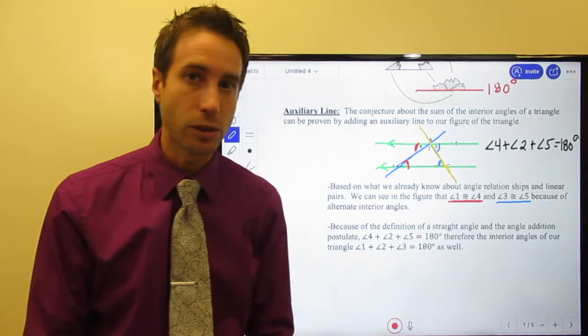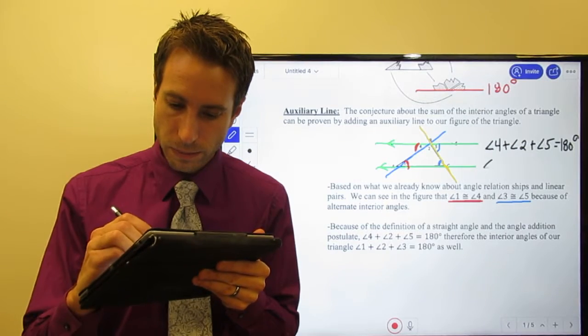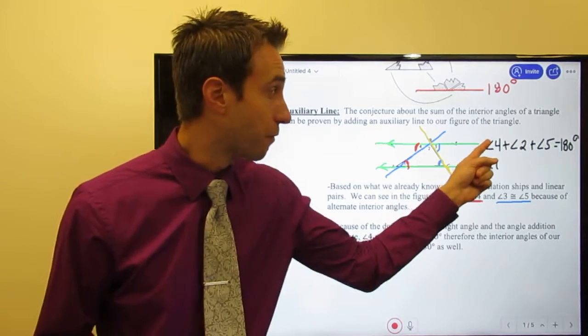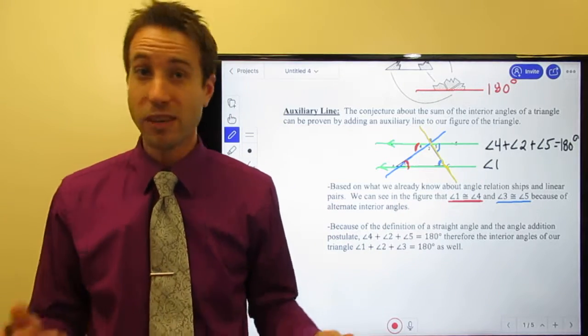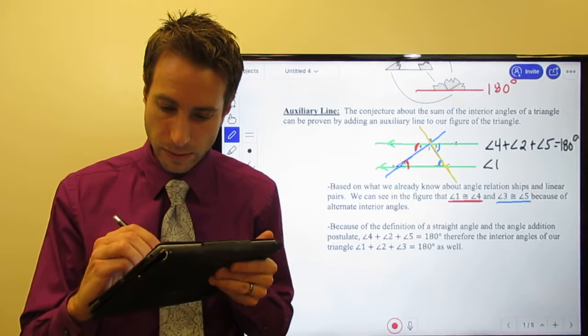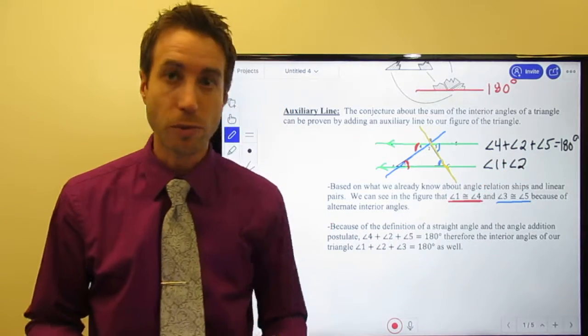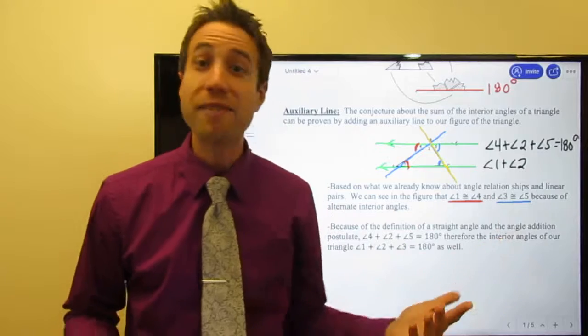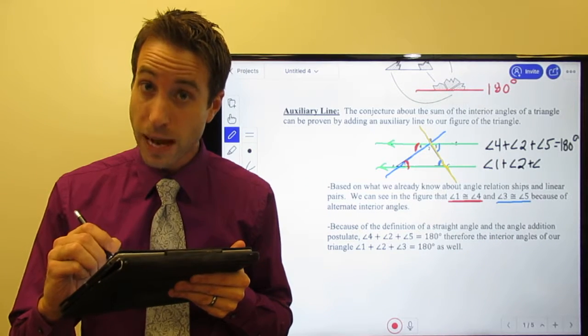Angle 4 is congruent to what? Angle 1. So, angle 1. Since 4 and 1 are the same, I'll just substitute a 1 for 4. They're the same angle. And angle 2, just keep angle 2. What is 5? Angle 5 is congruent to who? Yeah, 3.